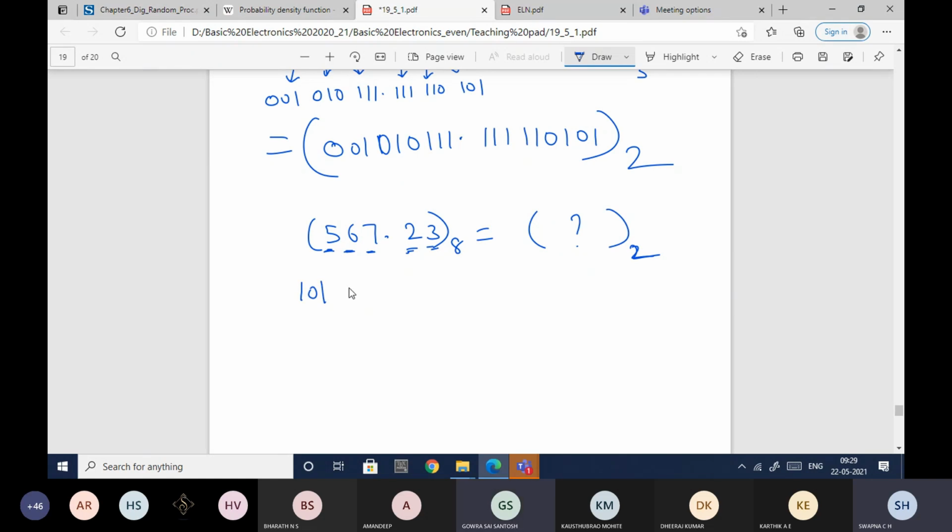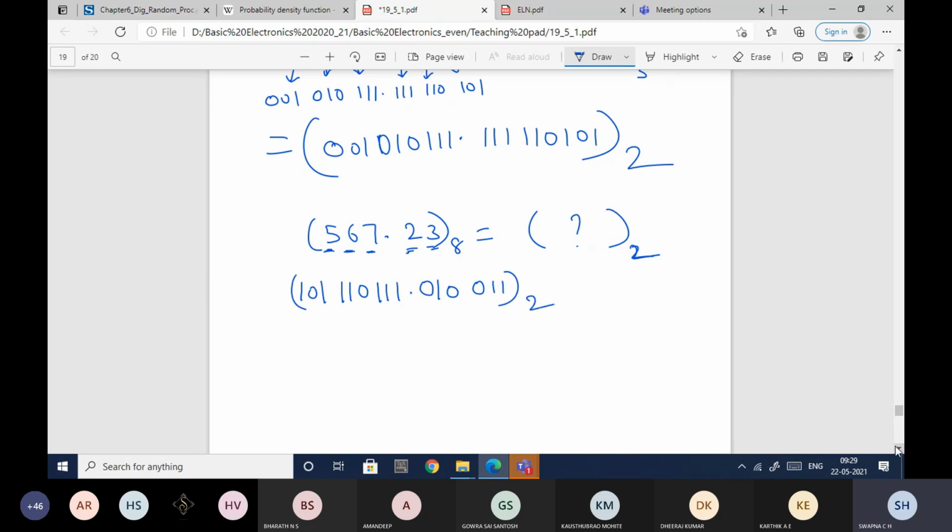101. 6 is 110. You should not call it as one hundred ten; you have to say it as one-one-zero only. Okay, 7 is 111. 2 is 010. 3 is 011, base 2. That's it.